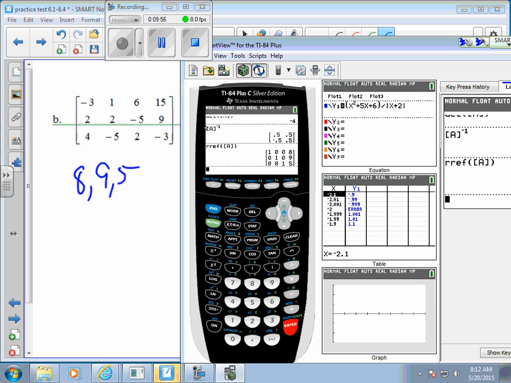You got to interpret this just like you did for question A. The X column, the Y column, the Z column, and the number column.